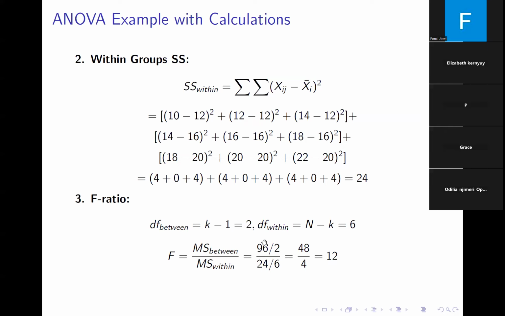So you weight each of those calculations by the respective degrees of freedom. And so you have 96 divided by 2 and 24 divided by 6. And then you take the ratio and you get a 12 here. So in this particular example, the ANOVA will give you a score of 12. I don't think they will give you this kind of calculation, but it is just an example for you to know if you have to do an ANOVA test, say, in your thesis.